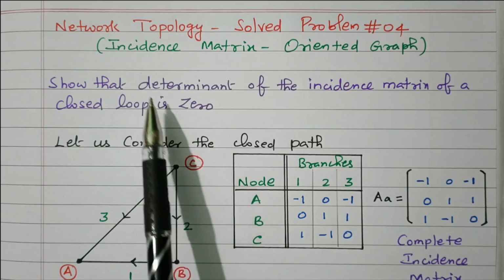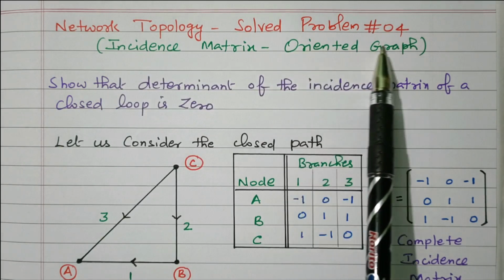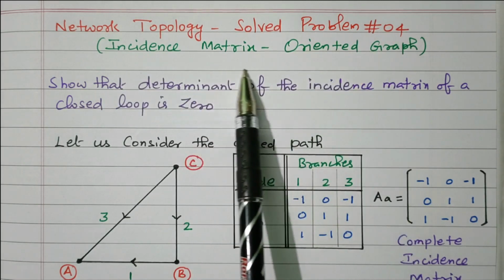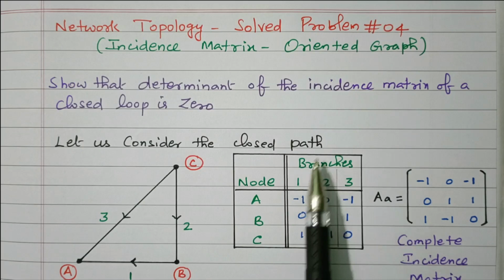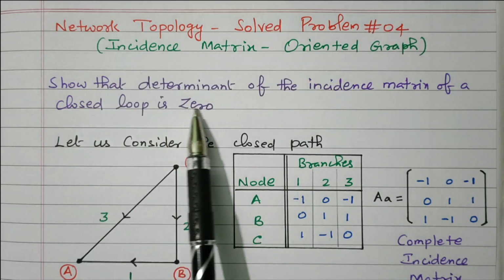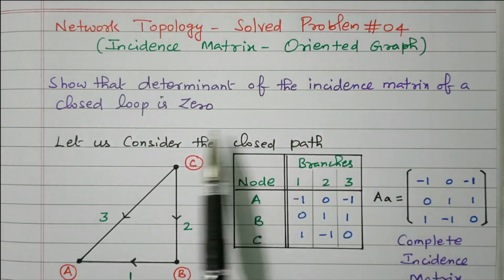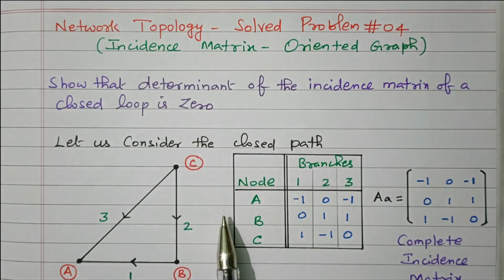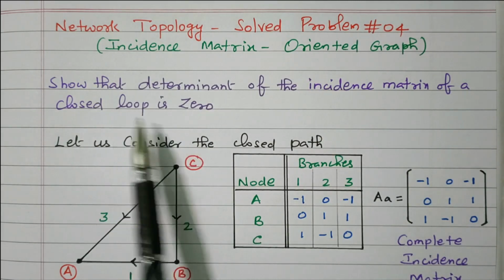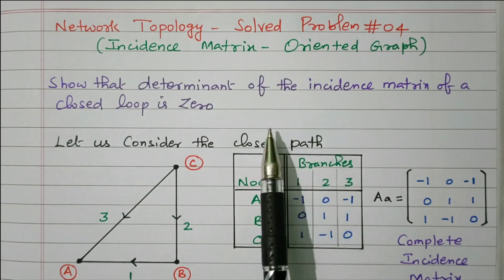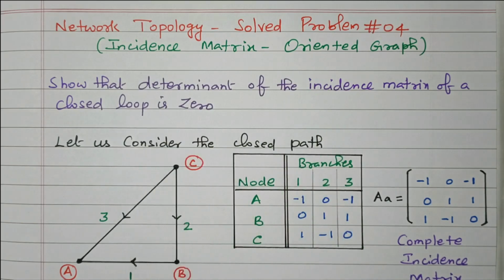Now we'll go to the topic. Network topology solved problem 4 based on the incident matrix of an oriented graph. We need to show that the determinant of the incident matrix of a closed loop is 0.